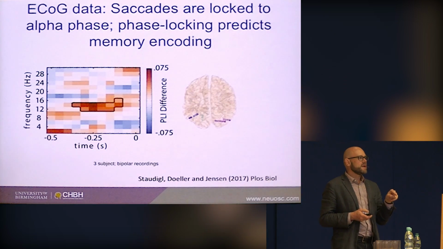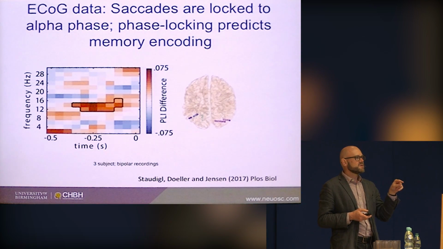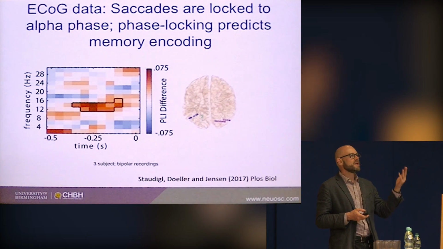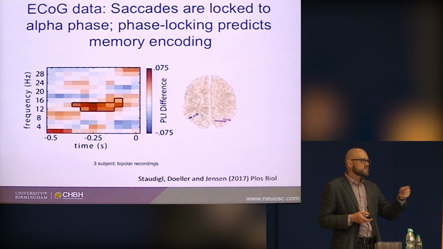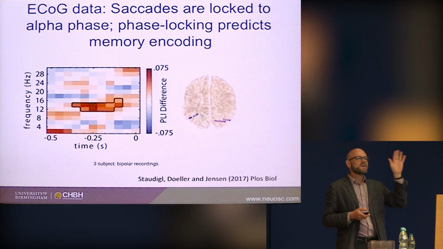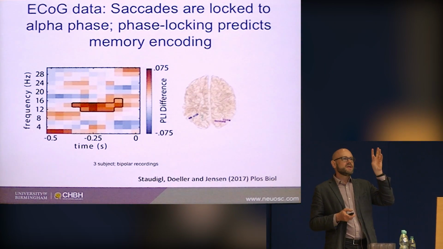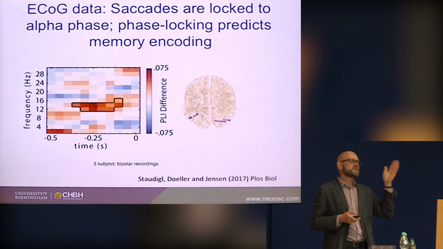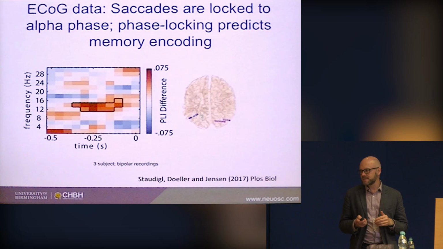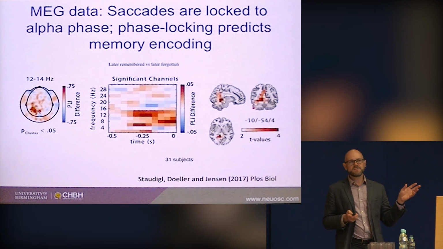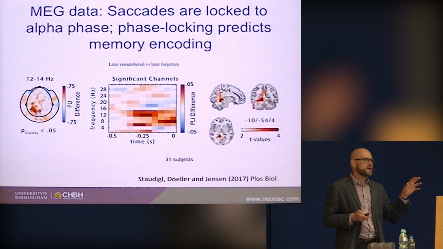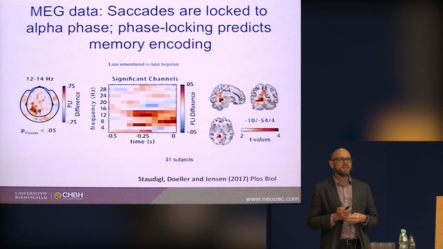But what you also appreciate here, this here is actually a contrast between items that you later remembered and later forgotten, right? So it's in particular when you're able to remember the items presented on the screen that your saccades become locked to the phase of these ongoing alpha oscillations. And I should say, what I showed you before was intracranial data. We see the same in human MEG data.